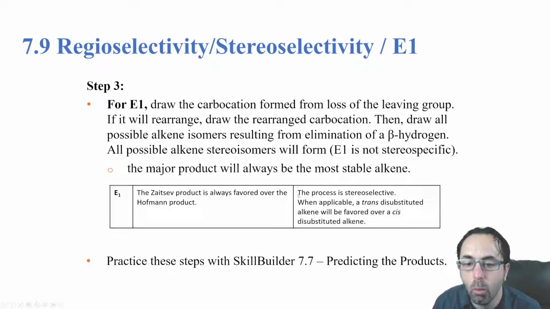The major product will always be the most stable alkene. So in this case, the Zaitsev product for an E1 is always favored over the Hofmann product. It doesn't matter if the base is bulky or not. The process is stereoselective, but it's not stereospecific, right? Meaning that you will get certain stereoisomers that are more stable. You will draw the one that's more substituted always, and you won't draw the less substituted Hofmann product. That's only for a bulky base with an E2 mechanism.